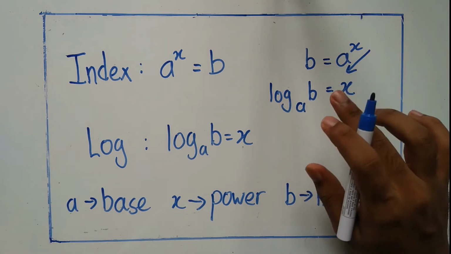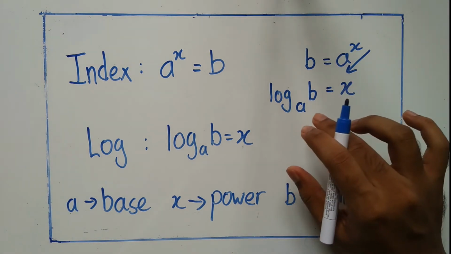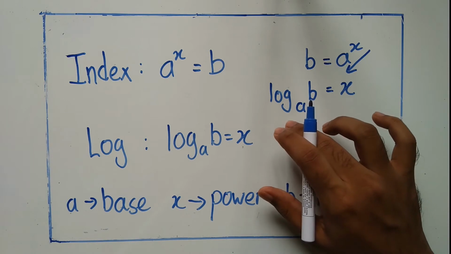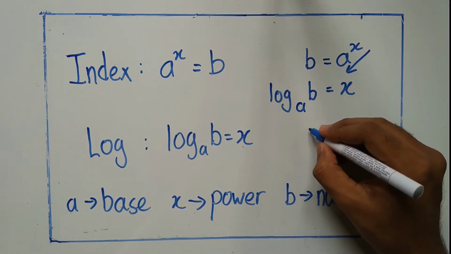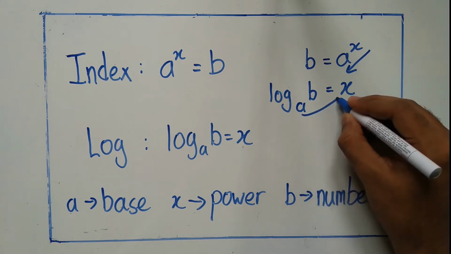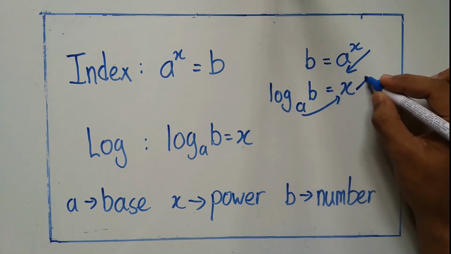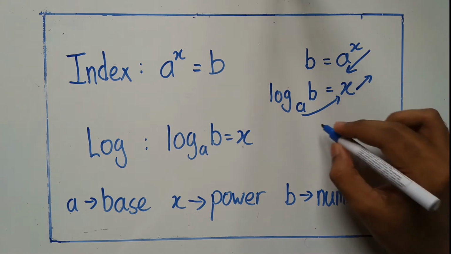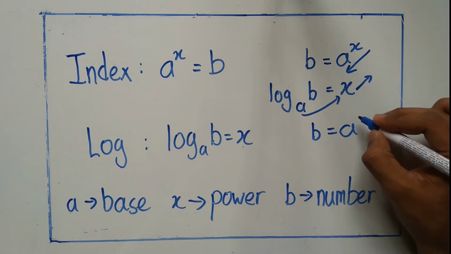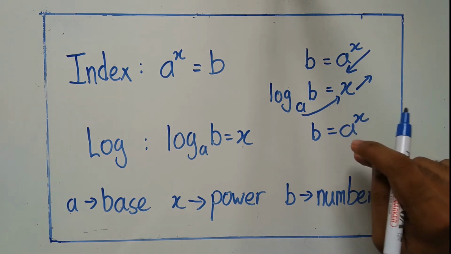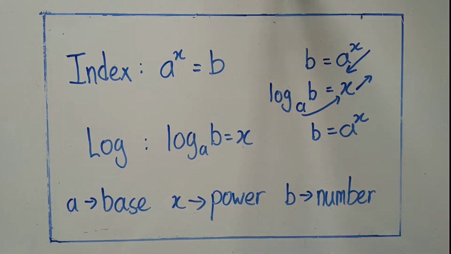If you want to obtain the index form from a log equation, we just have to shift a up and we shift x up to the power. We get b equals a to the power of x, which is equivalent to the index form.